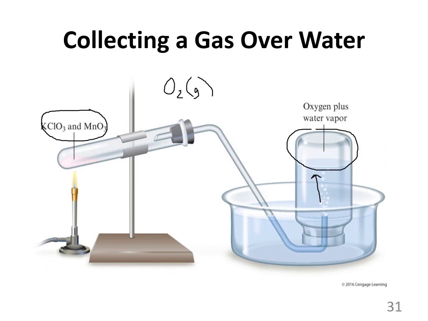Here is an illustration of how that experiment would work, how the gas, oxygen, is being produced in the test tube, and then it's being collected in this upside-down container that is in a trough of water.